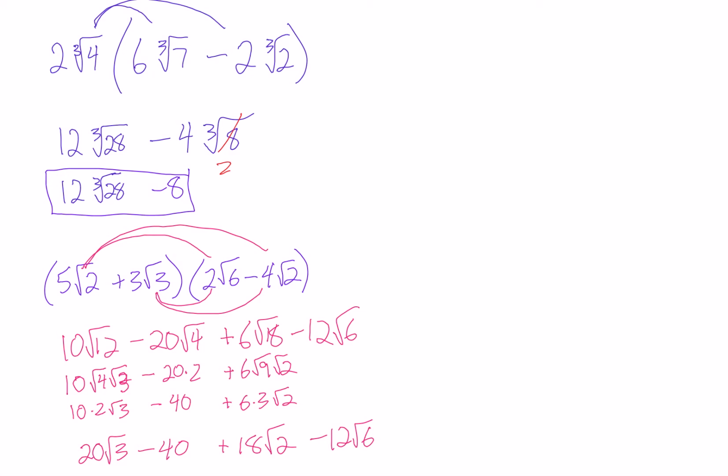And in this case, none of them can be combined. We have a root 3, a root 2, and a root 6, so we can't do anything. In the event that some of those were the same roots, we could use our adding and subtracting rules to actually combine those further.